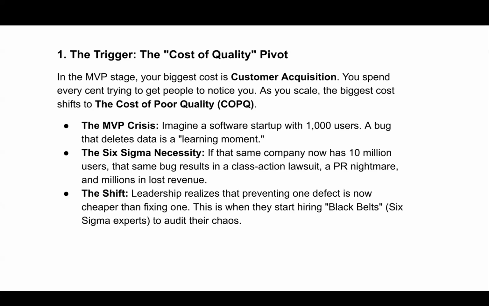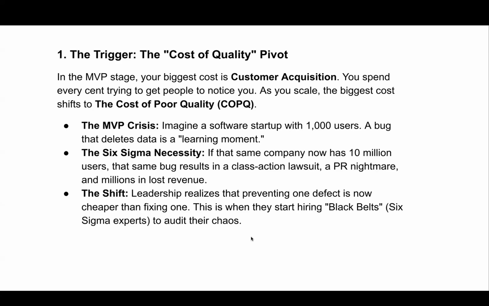So what we would take is, let's take this example. Let's say you have an MVP crisis and you have a software startup, 1,000 users, and there's a bug that deletes data. All right. So the MVP is going to say, okay, we take that back in, we count that as a learning moment. We don't stop the presses, we just keep moving and we keep improving it. But now what happens is if that company grows from 1,000 to 10 million users, you have that same bug. And what you're going to get is something bigger, a class action lawsuit, a nightmare, millions lost in revenue, whatever that might look like.